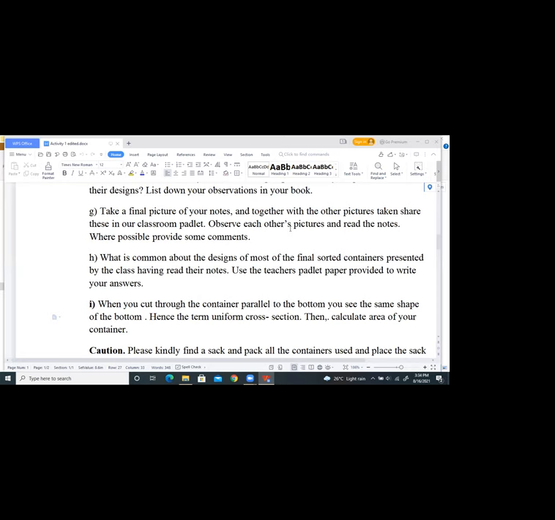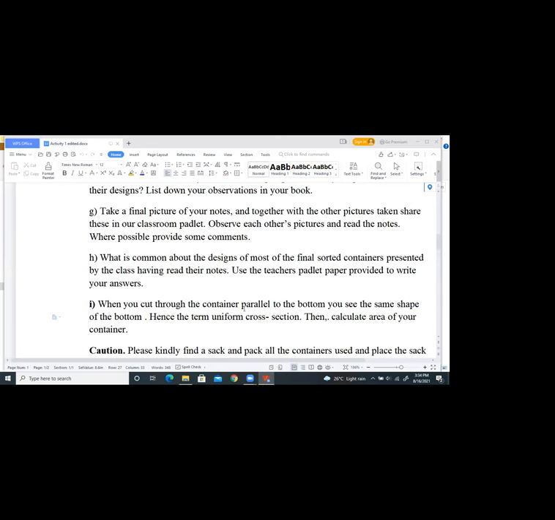So here, I'm going to show you how that one is going to be. So here, they are telling us that on your container, you cut through the container parallel to the bottom. So when you do that, you see the same shape of the container. Okay. So when you're doing that, you realize that you're going to reach the bottom with no problem.